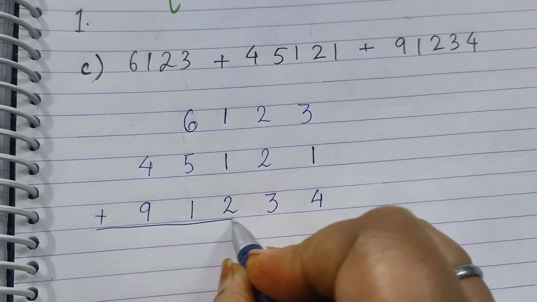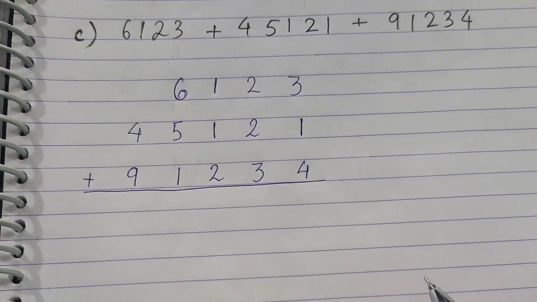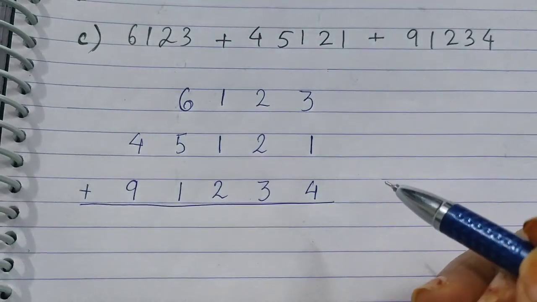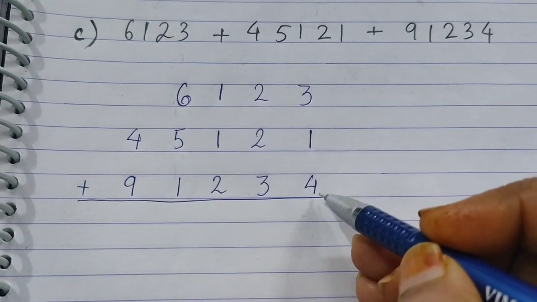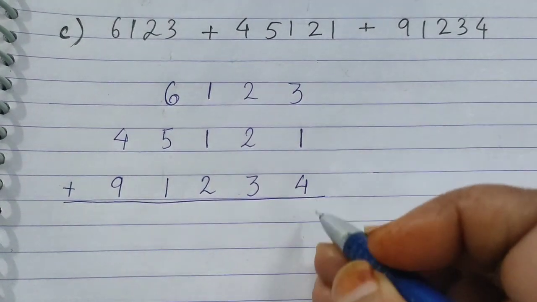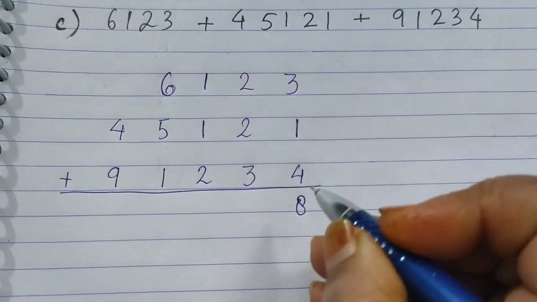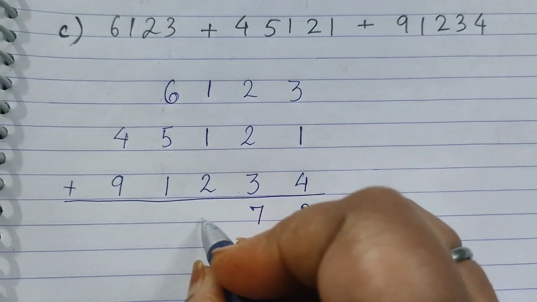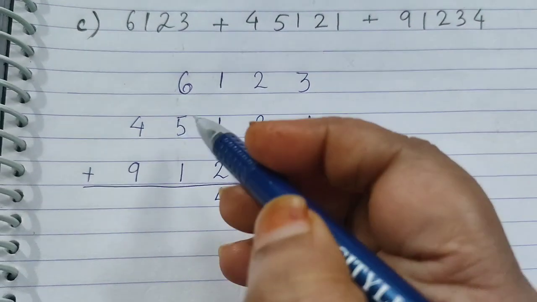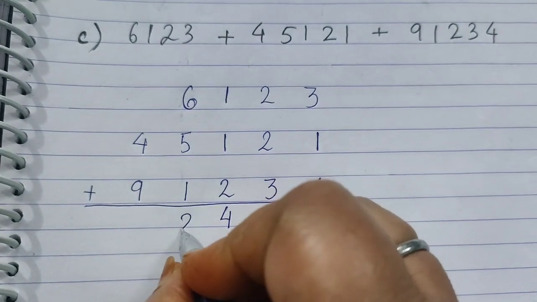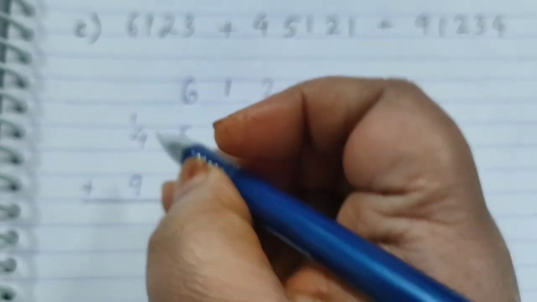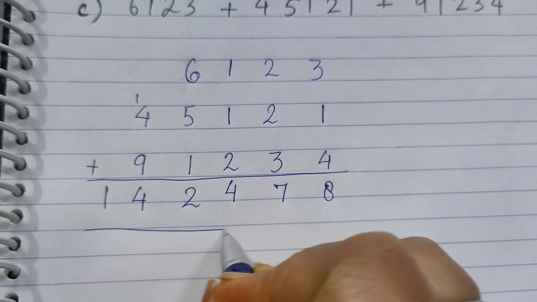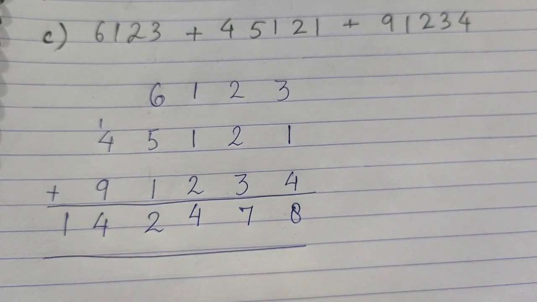The very first step is to add the numbers. So when you add up the numbers, you will get here 8. Here you will get 7. Here you will get 4. Here you will get a 12. And here you will get a 14. This is what we've got as an answer till now.